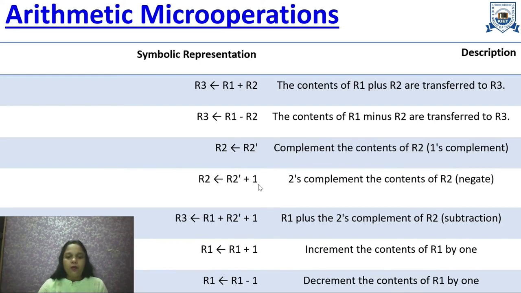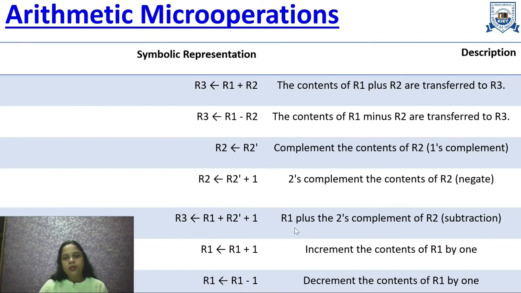If we add 1 to the complement of any register, then that value is the 2's complement of the content. This is the 1's complement. We are adding 1. Then this value will be the 2's complement of the content of R2 and the resultant will be stored in R2.